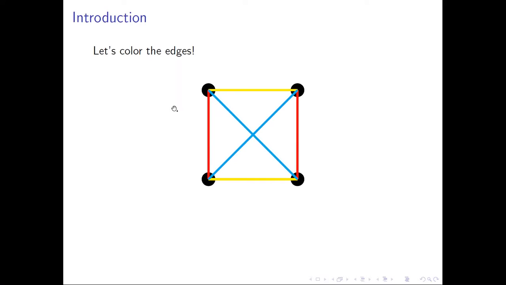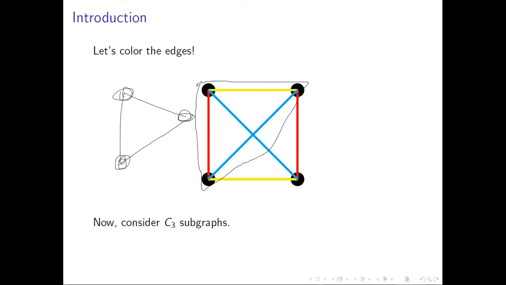In graph theory, we can do something called an edge coloring, where we color the edges. Like here we have some yellow, some blue, some red. Now, we're going to consider C3 subgraphs. When I mean C3, I mean this right here. It's a triangle, essentially. And a subgraph is like a subset, but for graph theory. So a subgraph is literally where we just take a chunk out of the graph. So that is a C3 subgraph, for example.